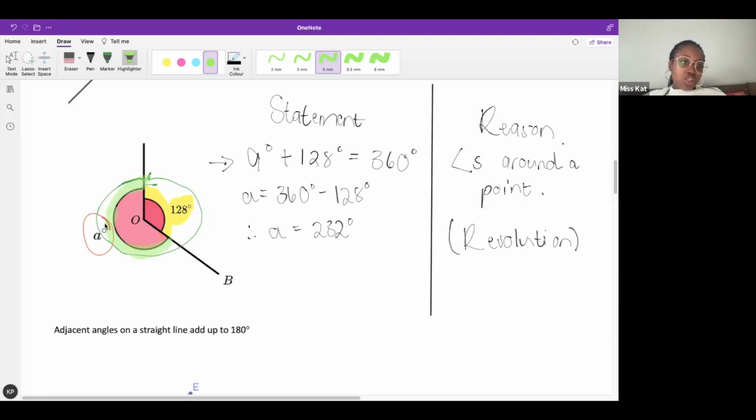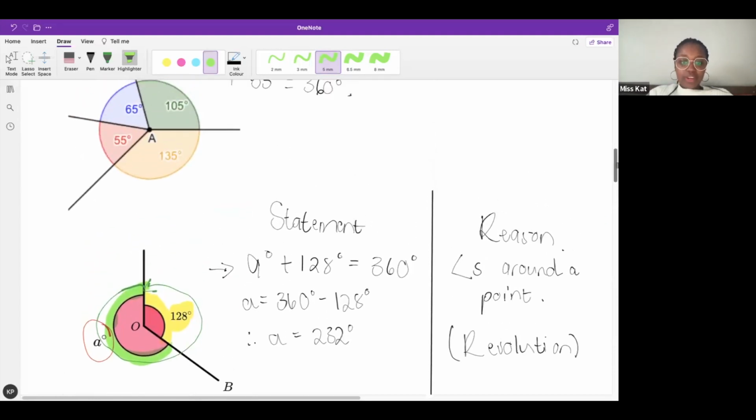Okay. So that A is for the whole left-hand side. Can you see it? Okay, ma'am. There we go.